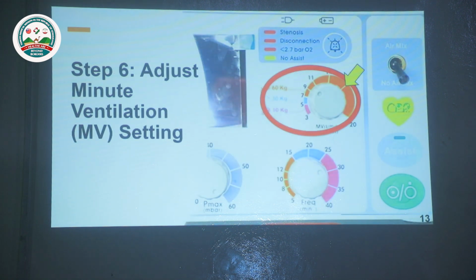And step six is to adjust the minute ventilation setting. This is the minute ventilation setting adjusting knob over here, and it shows different colors. If you use it in an adult patient with body weight more than 60 kilograms, you can adjust to the orange region. If this is a pediatric patient, you can adjust to the blue region over here. And if this is a neonate to child, you can adjust to this pink region.